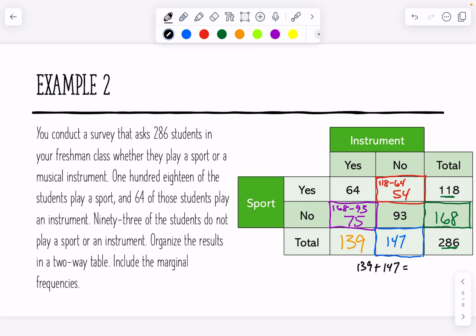And if I take 118 and add 168, I also want to make sure I get 286. So 118 plus 168 does give me 286. So both of these totals end up working out perfectly. And there you have it. You are going to have one like that on your assignment as well as your quiz.